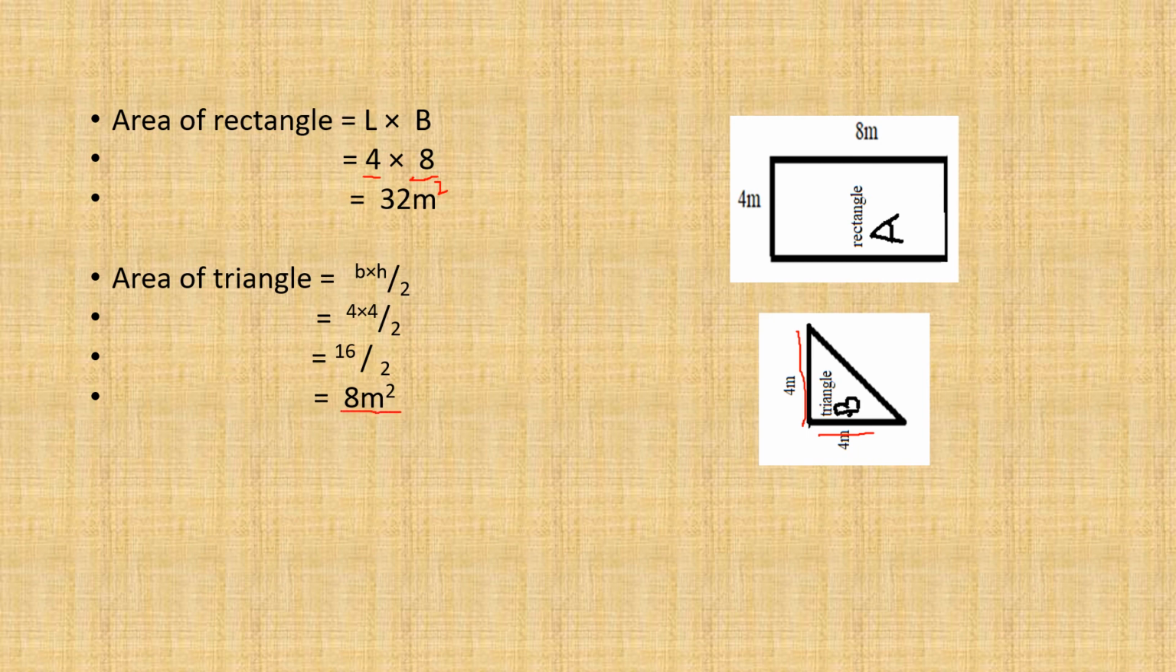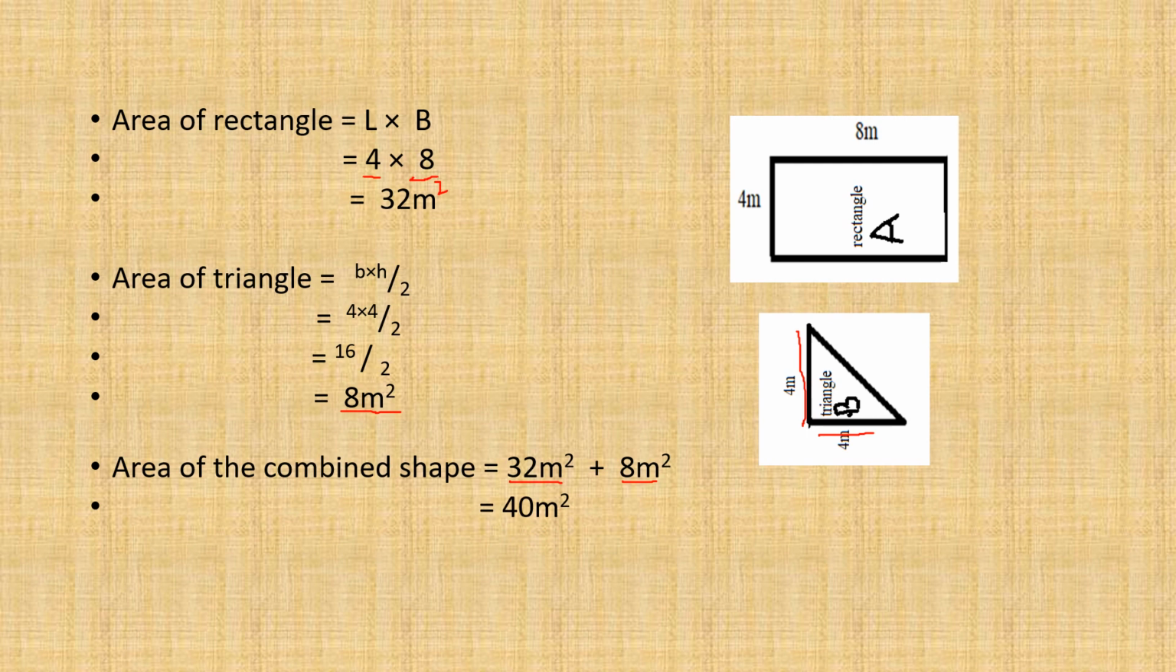But this is not our final answer. Remember, we are looking for the area of a combined shape. So we now need to add the first shape, which is a rectangle, and the second shape, which is a triangle. When we add both, we get 32 square meters plus 8 square meters. That will give us 40 square meters as our final answer. Hope this is clear to you. You can watch the video over and over again to help you understand it better.